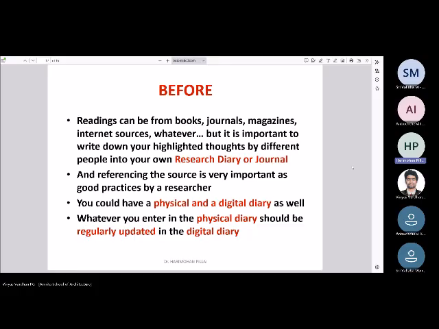Today there are a lot of software which can detect if you have done some kind of cheating with the information you have gathered. So referencing the source is extremely important. You have a physical and digital diary as well. Pass on all those things to your digital diary, which will be used for presentation purposes later on. So physical diary to digital diary is a kind of transfer of information that is useful to you, which will be useful for presentation. Next, please.